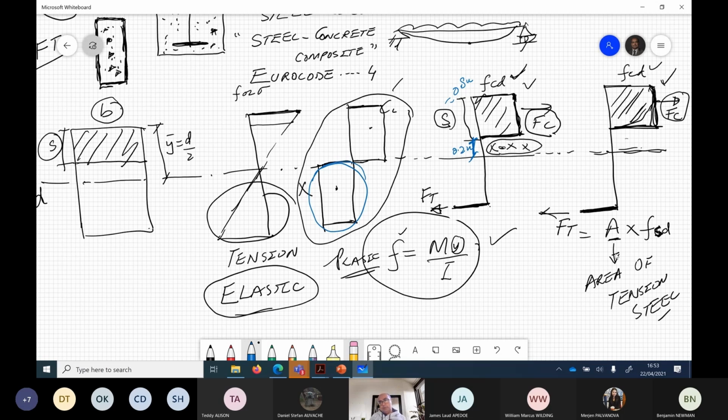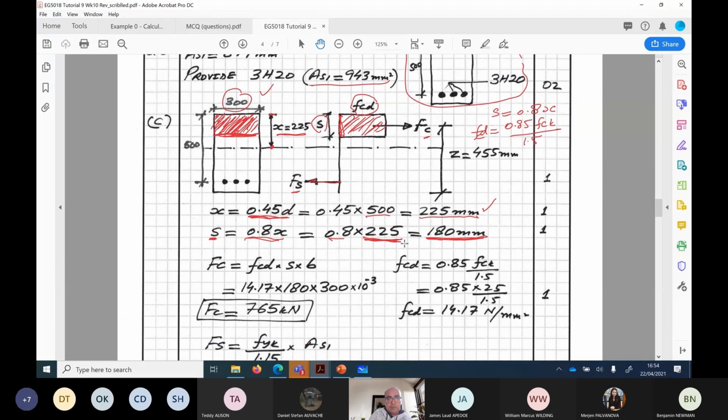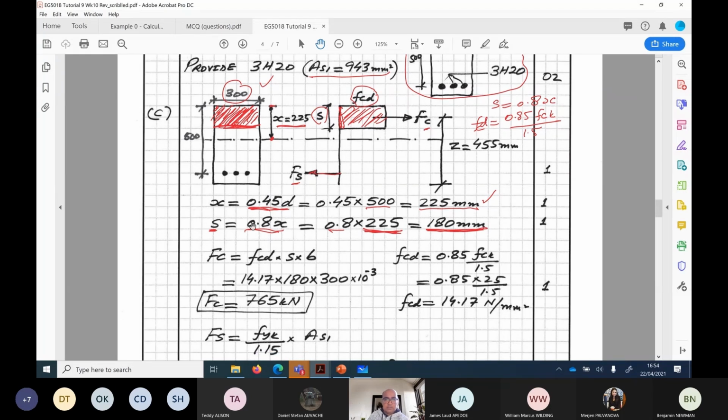So to take into account the effect of those variabilities, we come up with these characteristic values and design values. Coming back here, we have this stress diagram in which you can see that the concrete is only resisting this part, where its depth is S and its width is 300. And FCD is the design stress in concrete. So S is the depth of this stress block.